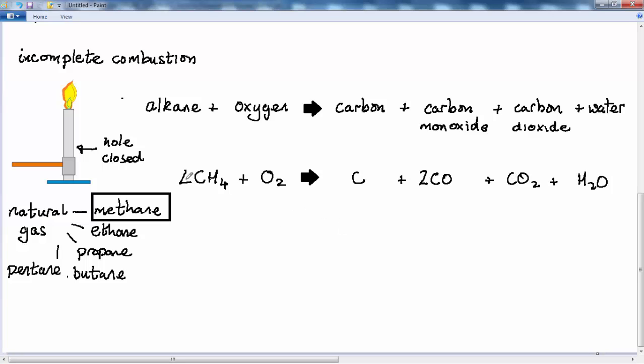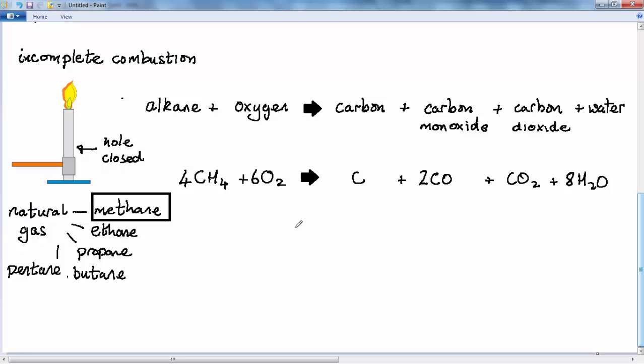Then you sort out hydrogens. So we've got 16 here. Okay, so we need to put 8 here. And then you need to sort out the oxygens. So you've got 8 there, 2, 2. There's 12 on that side, so we're going to need a 6 here. 6 times 2 is 12, right? And there we've got the balanced equation for the incomplete combustion of methane.